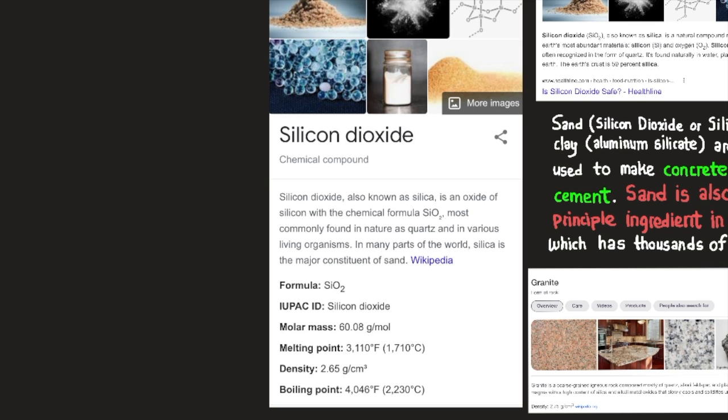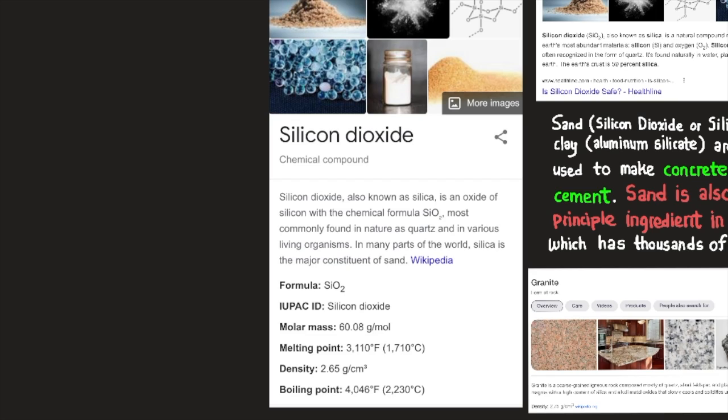Silicon dioxide is one of the various oxides that silicon forms. It occurs when oxygen oxidizes the semi-metal silicon and produces what we know as sand. So silicon dioxide, also known as silica, is an oxide of silicon with the chemical formula SiO2, most commonly found in nature as quartz and in various living organisms. In many parts of the world, silica is the major constituent of sand.